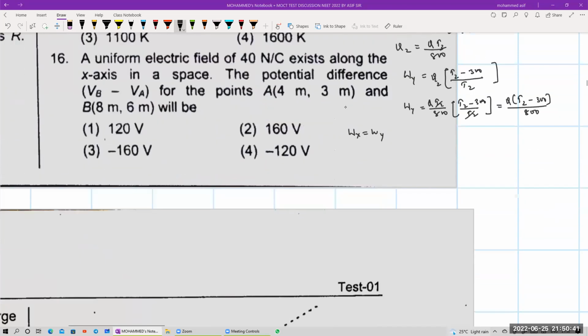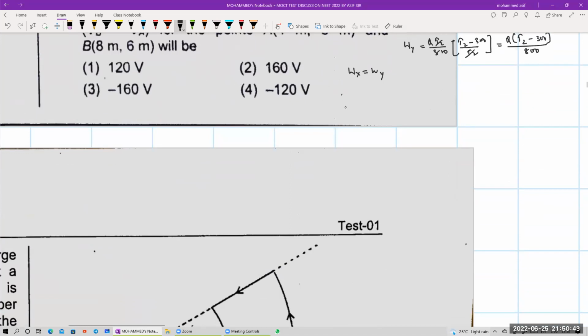So it is Q into 800 minus T2. So it will be equal to Q into (800 minus T2) divided by 800, which is equal to Q into (T2 minus 300) divided by 800. The 800 cancels, and Q cancels. So it will be equal to 800 minus T2 is equals to T2 minus 300.